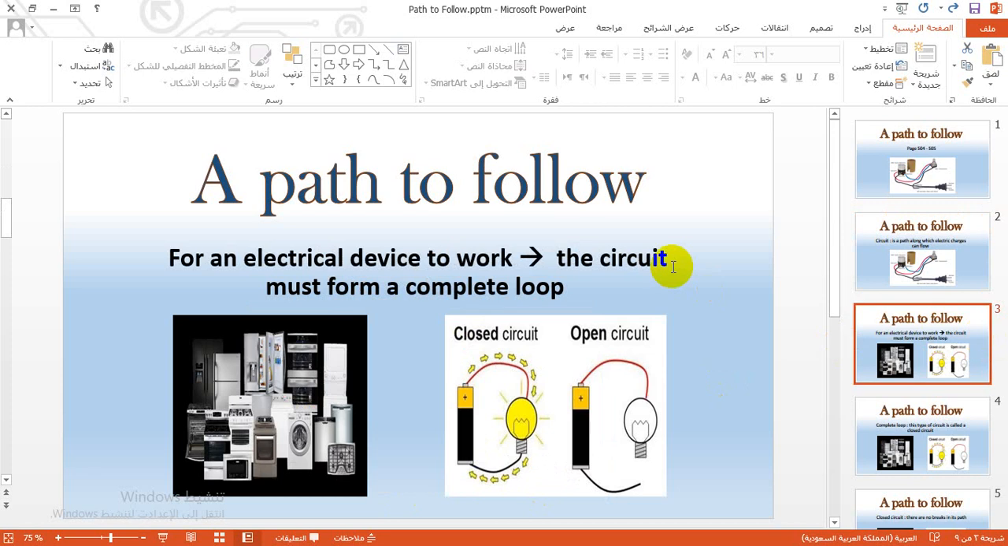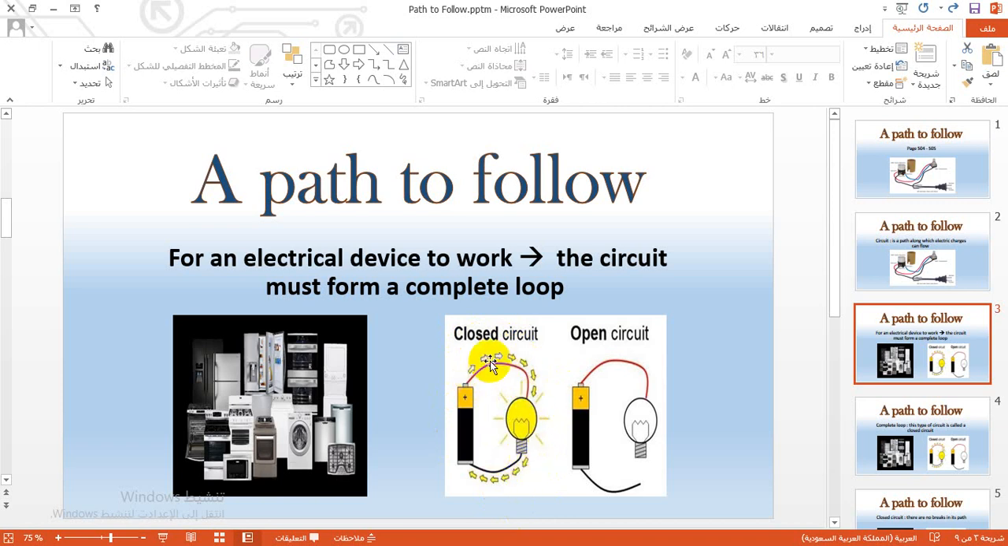For an electrical device to work, the circuit must form a complete loop. What does a complete loop mean, guys? It's something closed, a closed circuit. If the circuit is open, the devices will not work. Many kinds of devices will not work with an open circuit. So it should be closed for the electric charge to start to move through it.